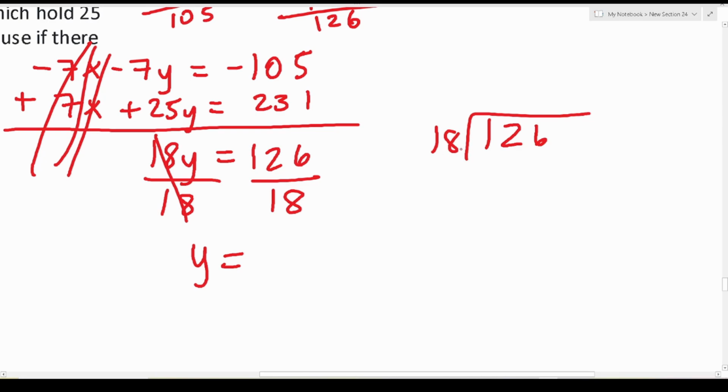Well, let's imagine this 18 was a 20. What can we multiply 20 by to give us 126? Well, that's going to be about 6. Again, 20 times 6 would be 120. So this is either going to be 6 or 7.